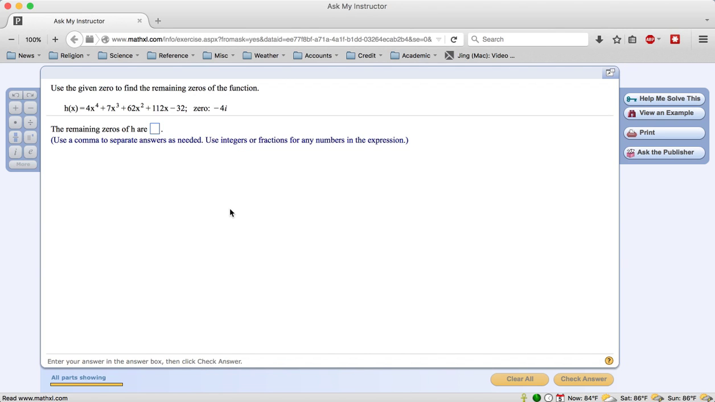This is the one I did in class for my Dellis. And the idea here, you see the zero at negative 4i. You see, x plus 4i is a factor. But you also know that x minus 4i is a factor, right?